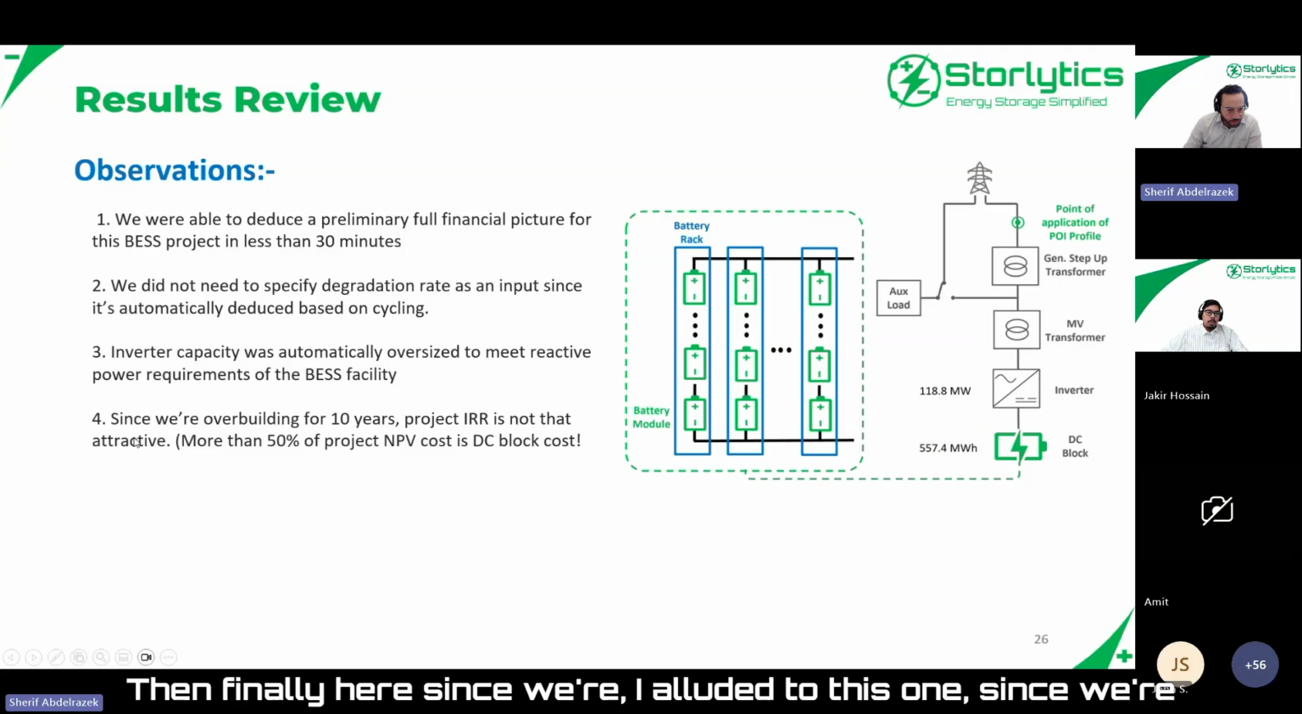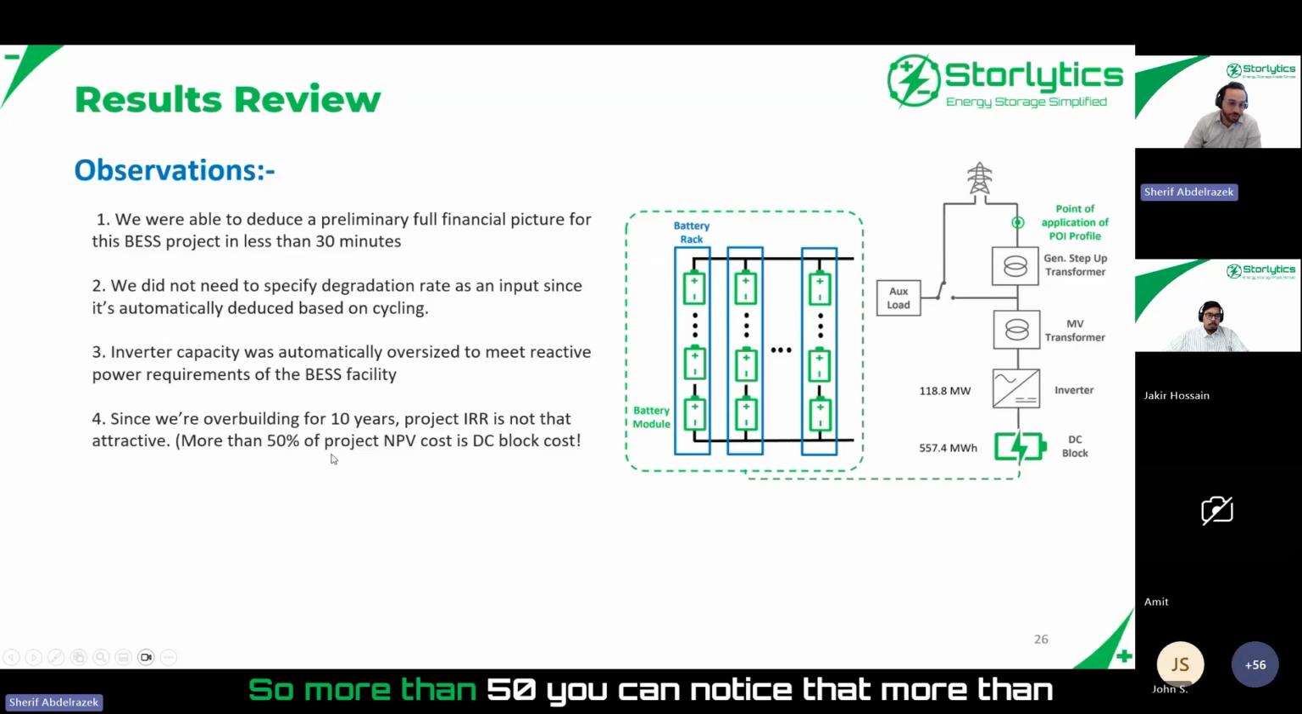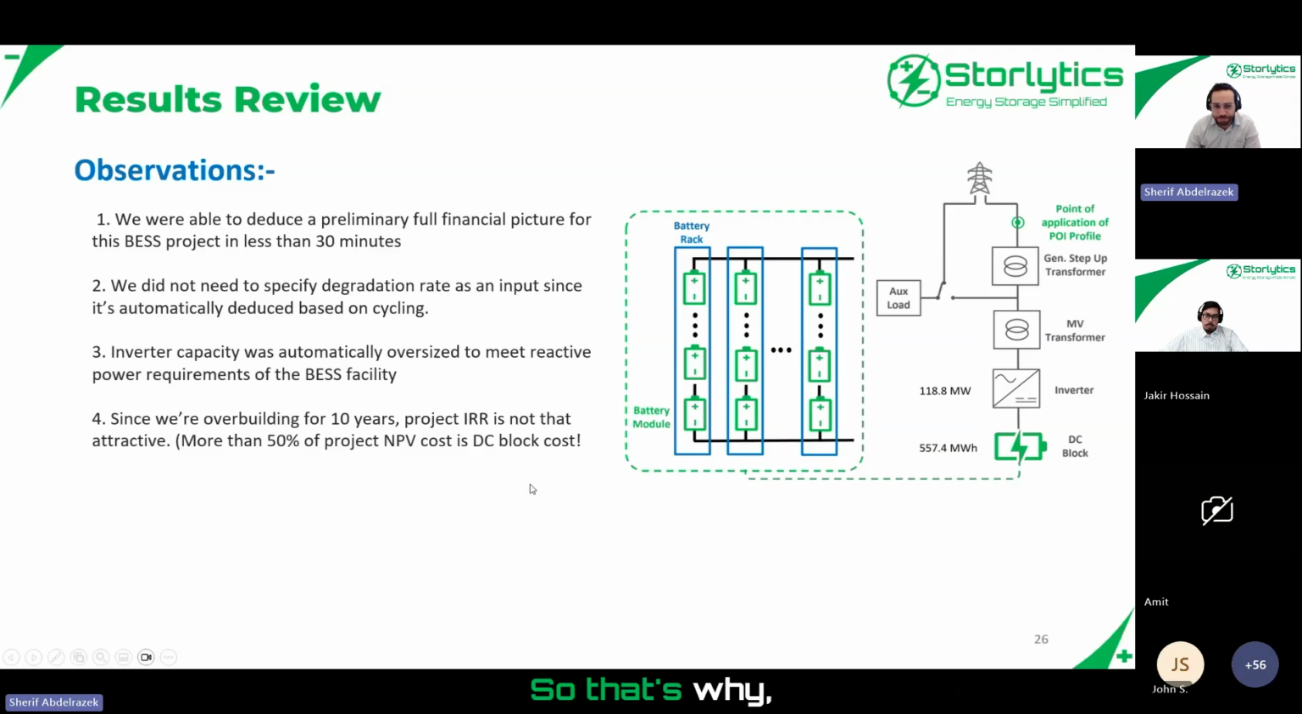All right, then finally here, since I alluded to this one, since we're overbuilding for 10 years, project IRR is not that attractive. You can notice that more than 50% of project net present value is for the DC block. So that's why.